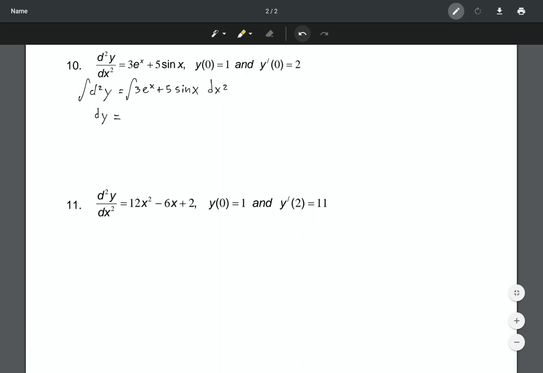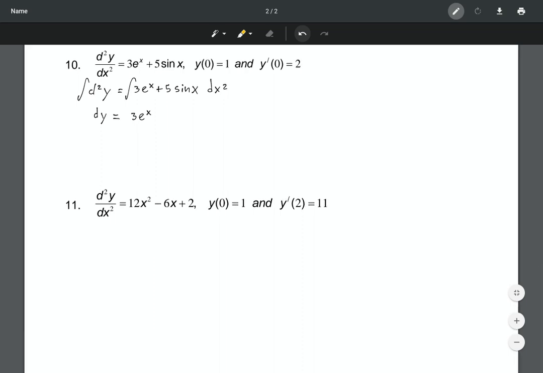Now on the right side, I have to take the antiderivative of this. Now the antiderivative of 3e to the x is just 3e to the x. If the power of the x had something different, then you would have to use substitution. But in this case, you don't. Now the antiderivative of sine is negative cosine. So this is going to be negative 5 cosine of x plus c. And yes, I know that I have a dx squared there. Don't worry about that, okay?